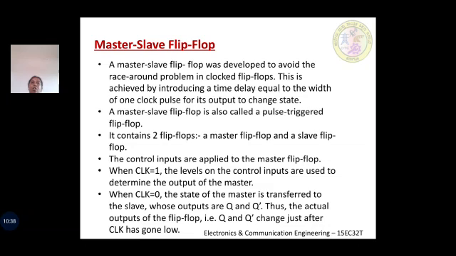So when clock is equal to 0, the state of the master is transferred to the slave, whose outputs are Q and Q bar. We shall study this briefly in the truth table. Thus the actual outputs of the flip-flop, which are nothing but Q and Q bar, will change only on the application of the clock when it goes low.